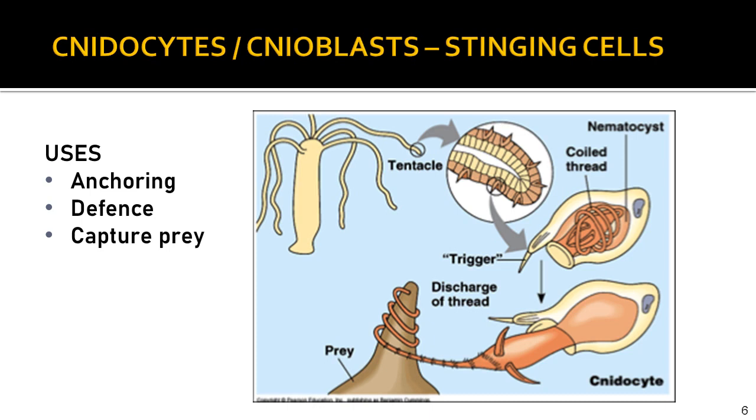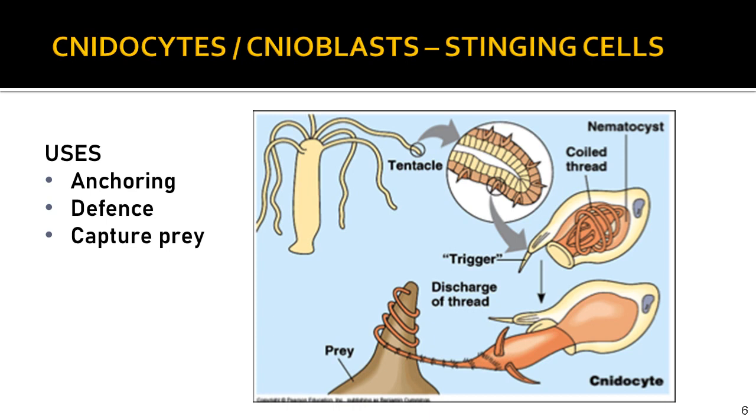Okay. What is the use of this nematocyst or these stinging cells? So here I mentioned three uses. The first use is for anchoring. Anchoring means that the Hydra anchors in one particular place with the help of these tentacles. So the tentacle captures hold in one particular area and it anchors there. Okay. And the second one, defense.